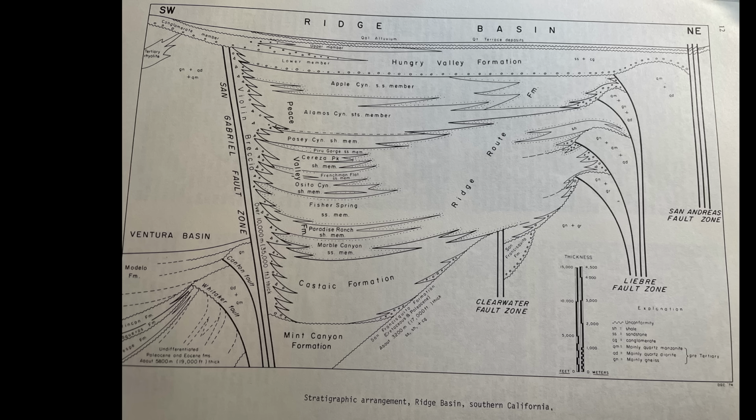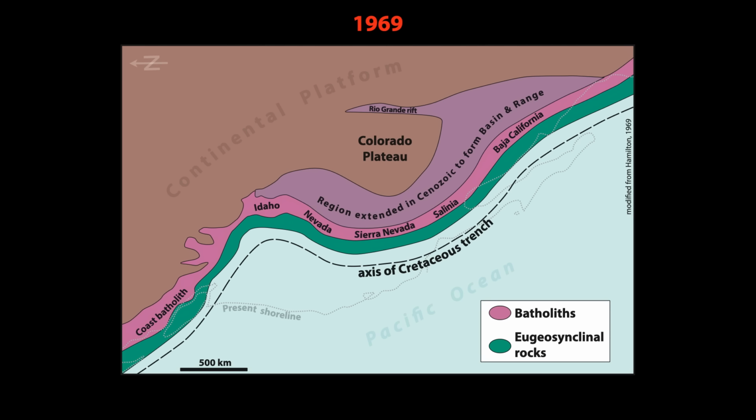706 isopleth, the 706 strontium isopleth, or 706 line, as people call it. First, we're going to look at what that is, and we're going to do that by talking a little bit about arcs. In 1969, Warren Hamilton proposed that the North American batholithic terrains were formed by easterly subduction beneath western North America, as shown here.